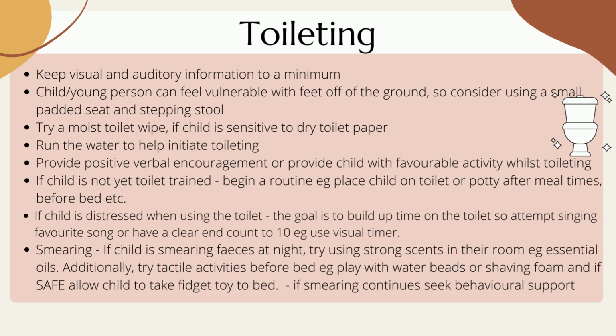If your child is not yet toilet trained, I would suggest beginning a routine and getting it in place. For example, place your child on the toilet or the potty after meal times or before bed, etc., as this will make toileting less alienating and more familiar when the time comes. If your child is distressed whilst using the toilet, the goal is to build up more time on the toilet and doing the task.